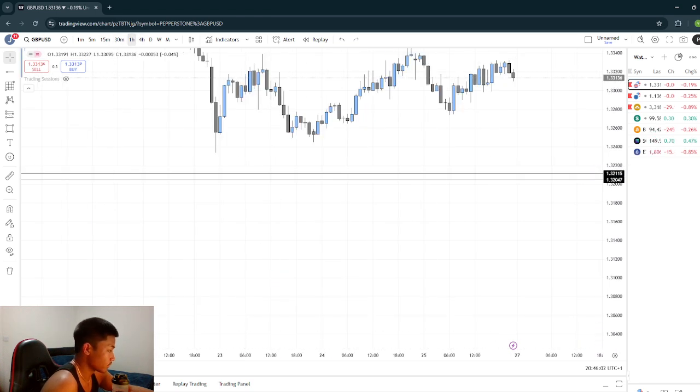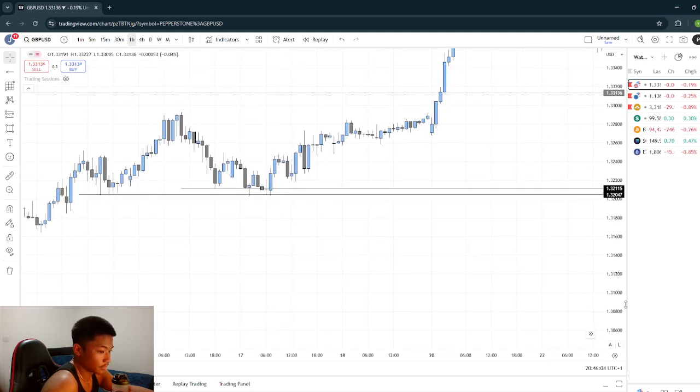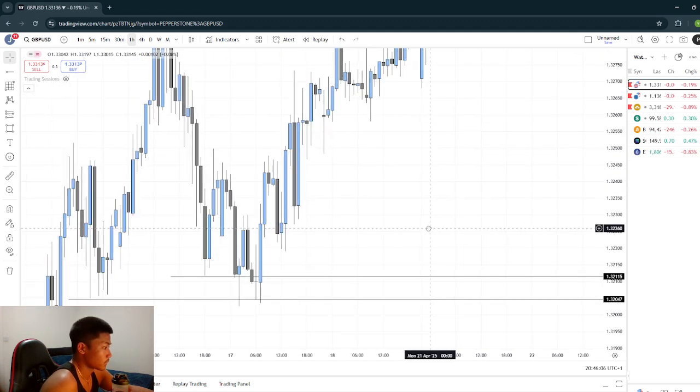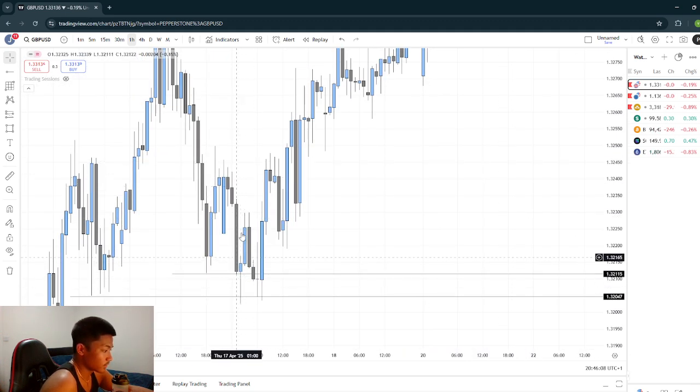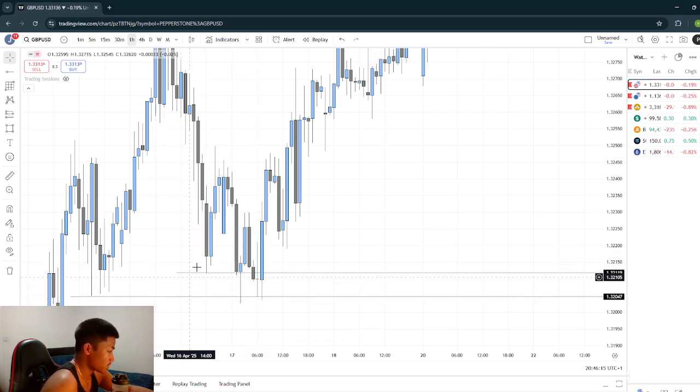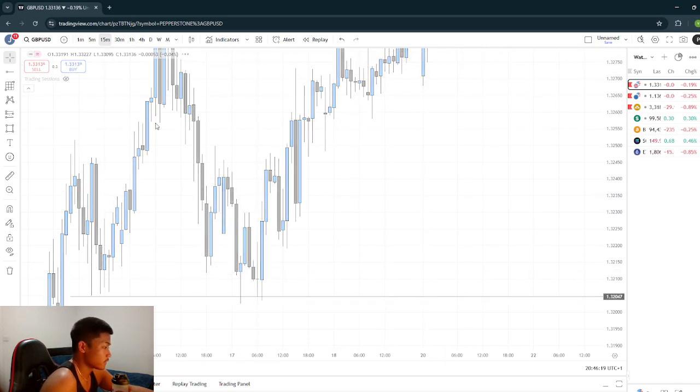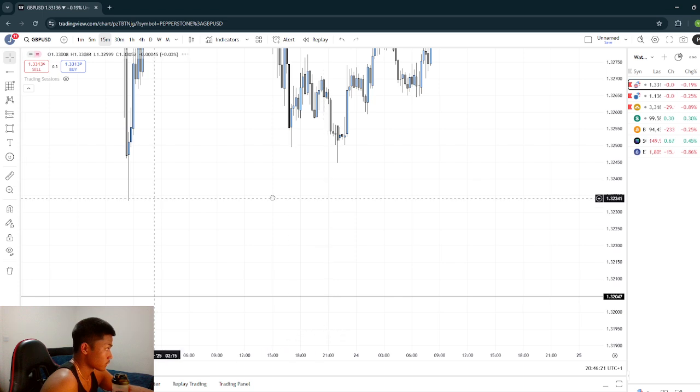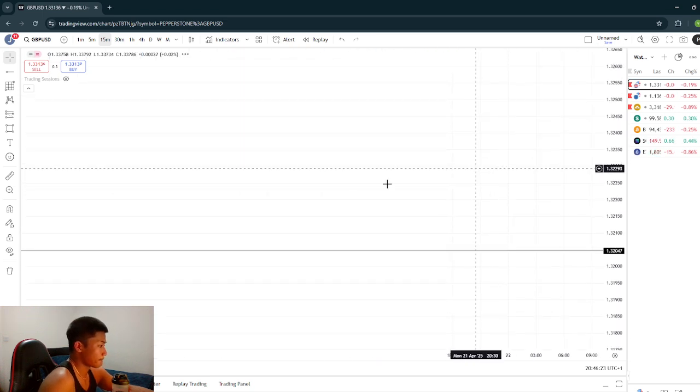Scale into the 1 hour. Okay. Something tells me, the fact that we retraced back into it, there's an order block. So, we swept this low, we swept that low. Okay, we're looking nice. Let's scale into the 15 minute. Barely use the 30 minute, you know.